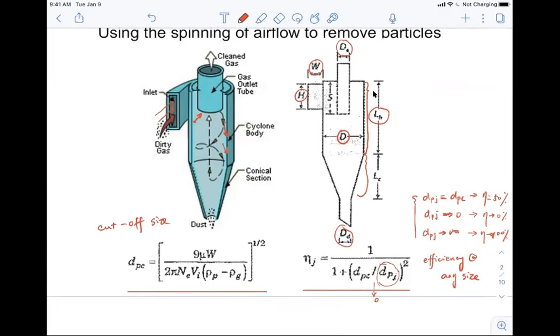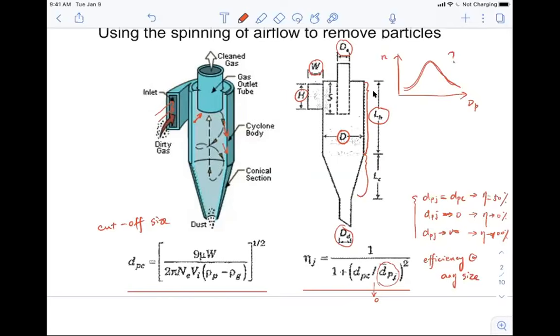But the thing is that in a lot of industrial applications, what we are provided is not a single size. It is the size distribution, right? And most of the time, they are log normal size distributions. So how do we calculate the overall efficiency of the cyclone for this wide spectrum of size distributions, right? So we're going to show that later on.